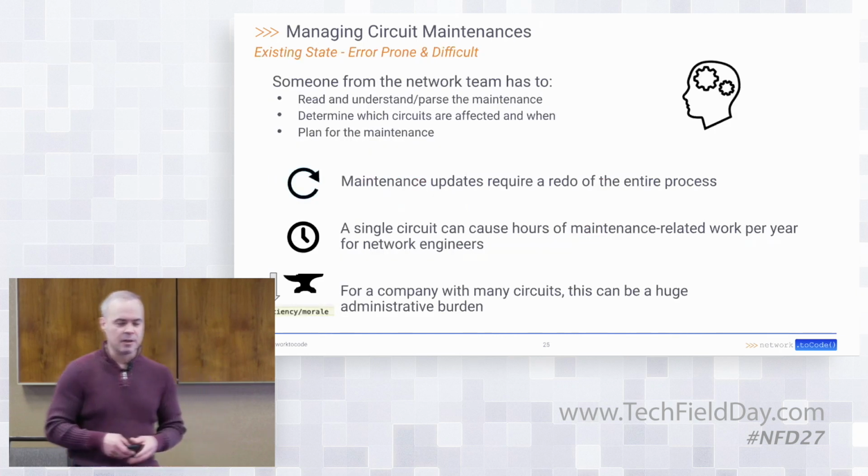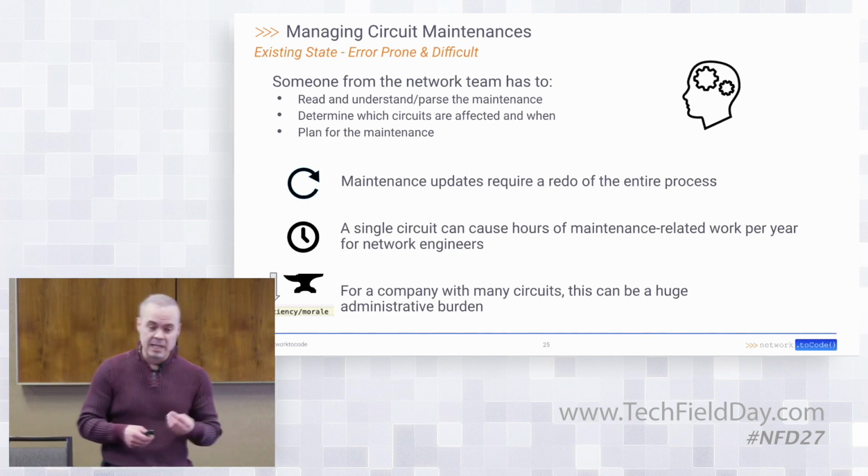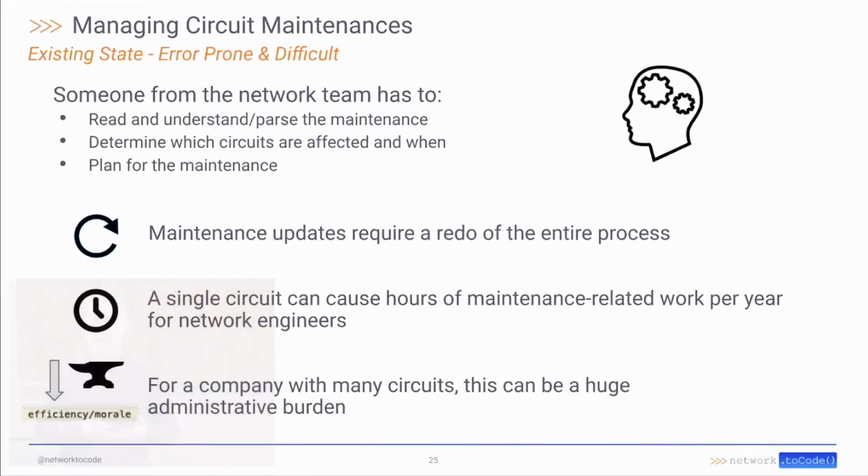And why doesn't it scale? When you receive a maintenance, someone from the network team has to read and understand the maintenance, which often involves parsing text, CSV files, HTML files, what have you. Then they have to determine which circuits are affected and when, and then plan for the maintenance in their systems. Say you do that, but then you get an update on the same maintenance a week later, you have to restart that entire process. So a single circuit can cause hours of maintenance-related work per year for network engineers.